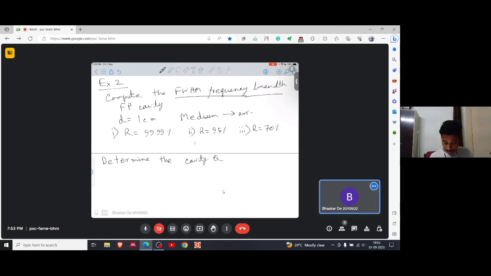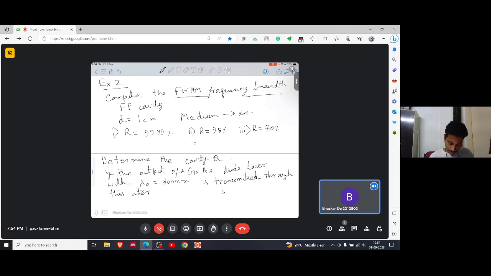Q, if the output of a gallium arsenide diode laser with lambda naught equal to 800 nanometer is transmitted through this interferometer.